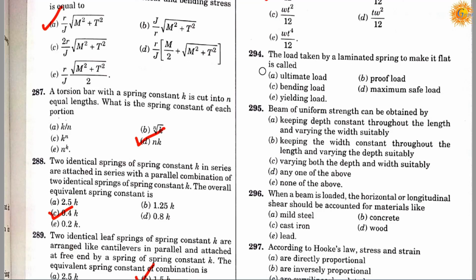Question number 294. The load taken by a laminated spring to make it flat is called: option A, ultimate load; option B, proof load; option C, bending load; option D, maximum safe load; option E, yielding load. Correct answer is B. It will be proof load.